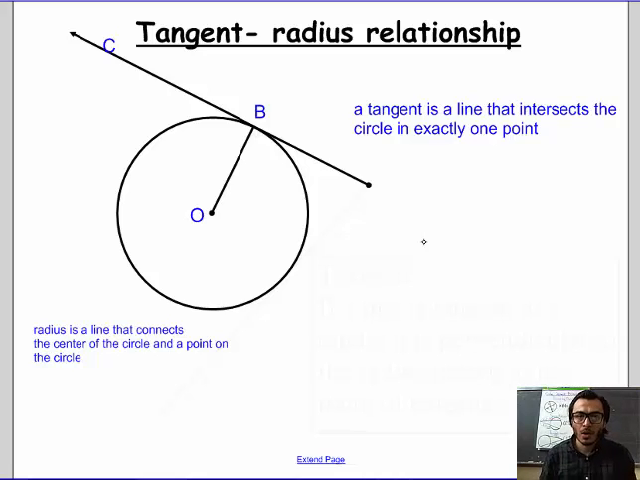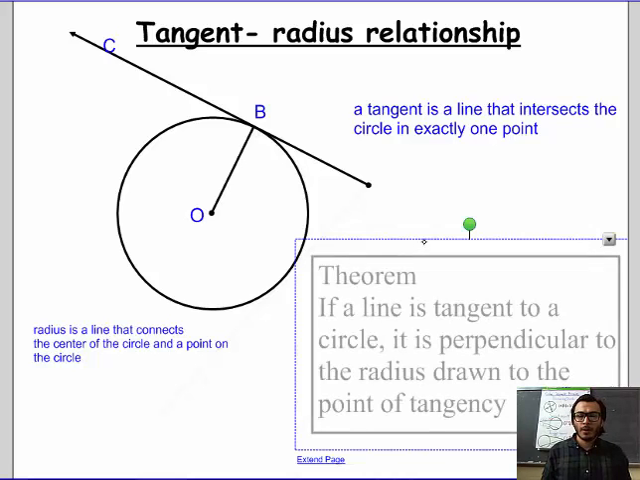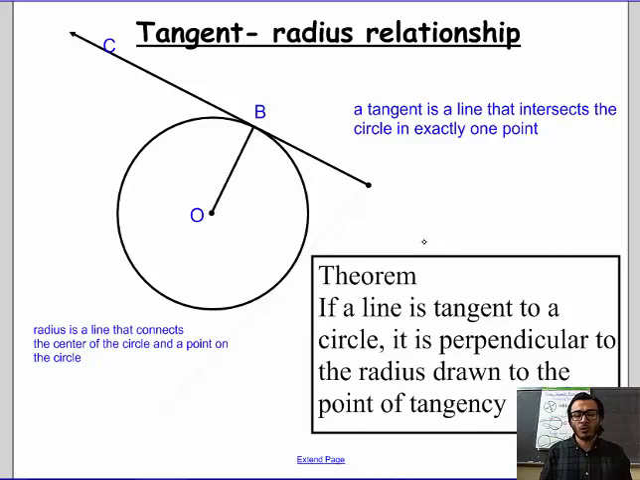point B. The tangent radius relationship says if a line is tangent to a circle, it is perpendicular to the radius drawn to the point of tangency. So what that implies is that line CB is perpendicular to line OB. That implies that the tangent is perpendicular to the radius at the point of tangency, which means this is 90 degrees.